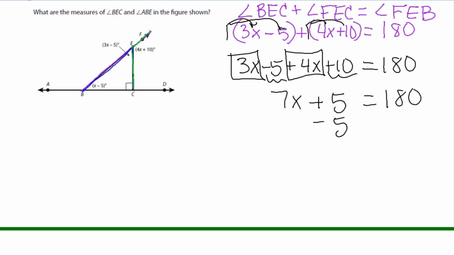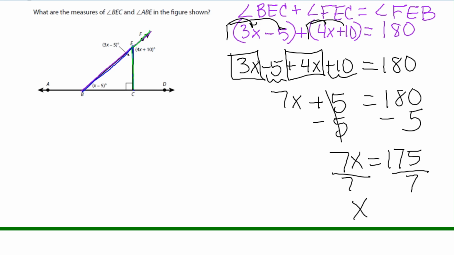Now I need to subtract 5 on both sides, and that leaves me with 7x is equal to 175. Then I have to divide by 7 on both sides. 7 divided by 17 is 2, and I have 3 left over. 7 divided by 35 is 5. That means x is equal to 25 degrees.